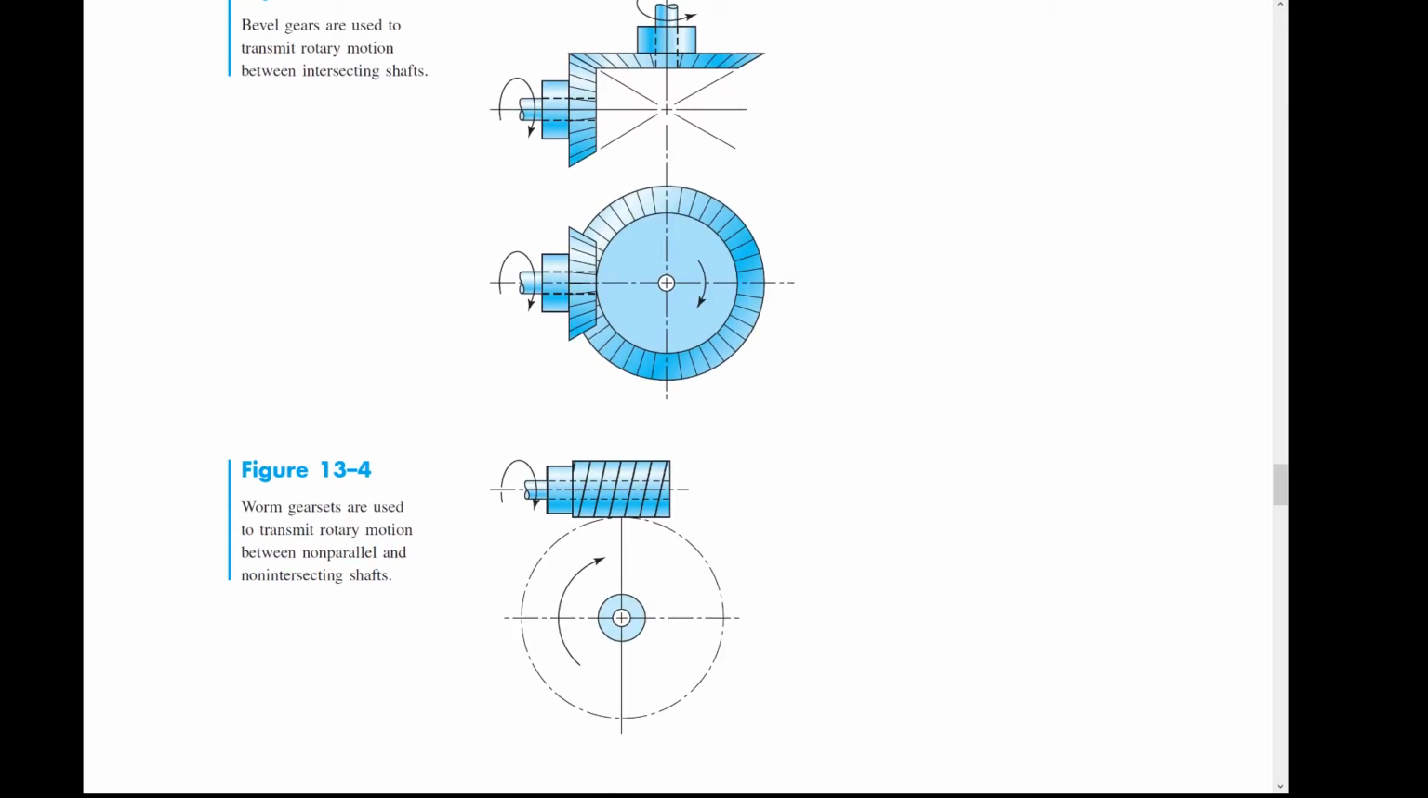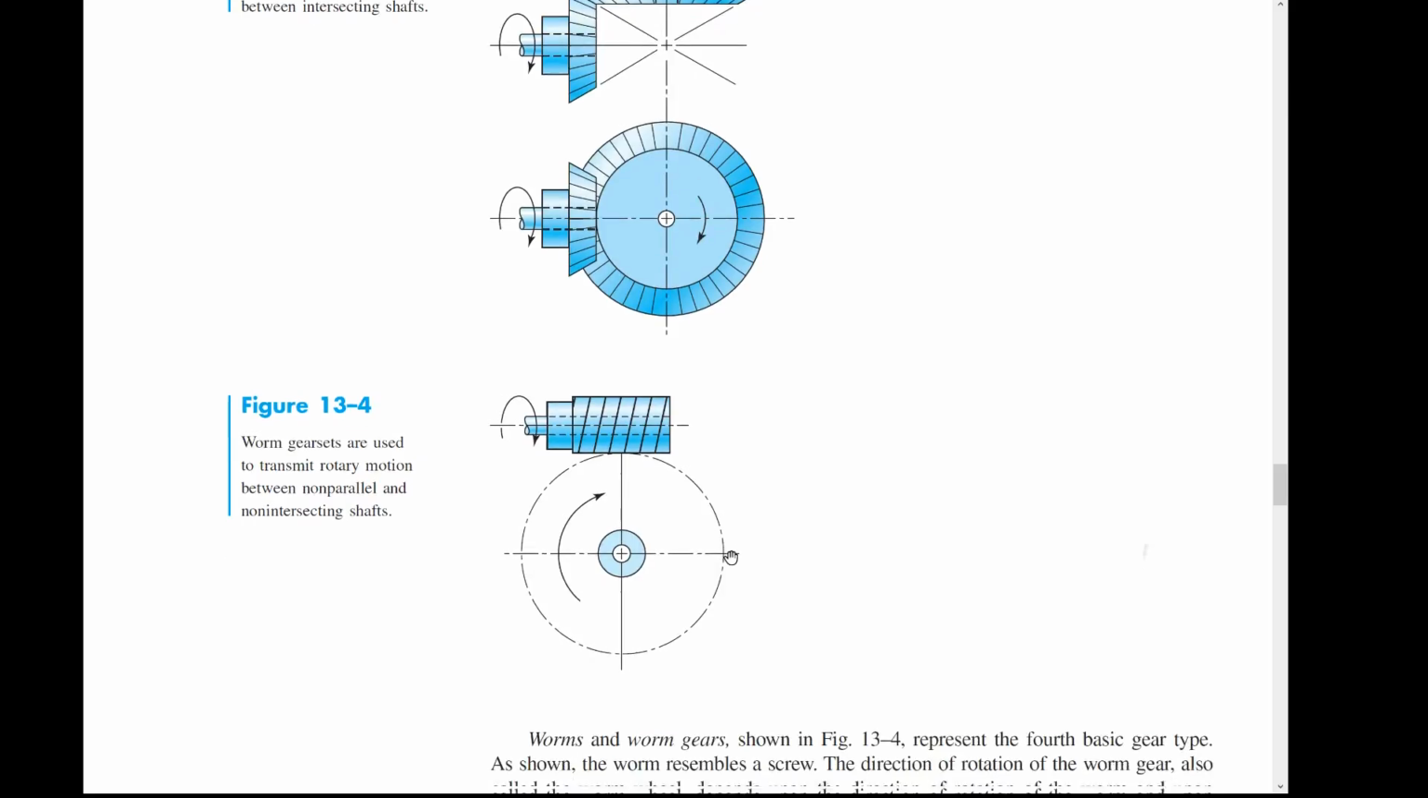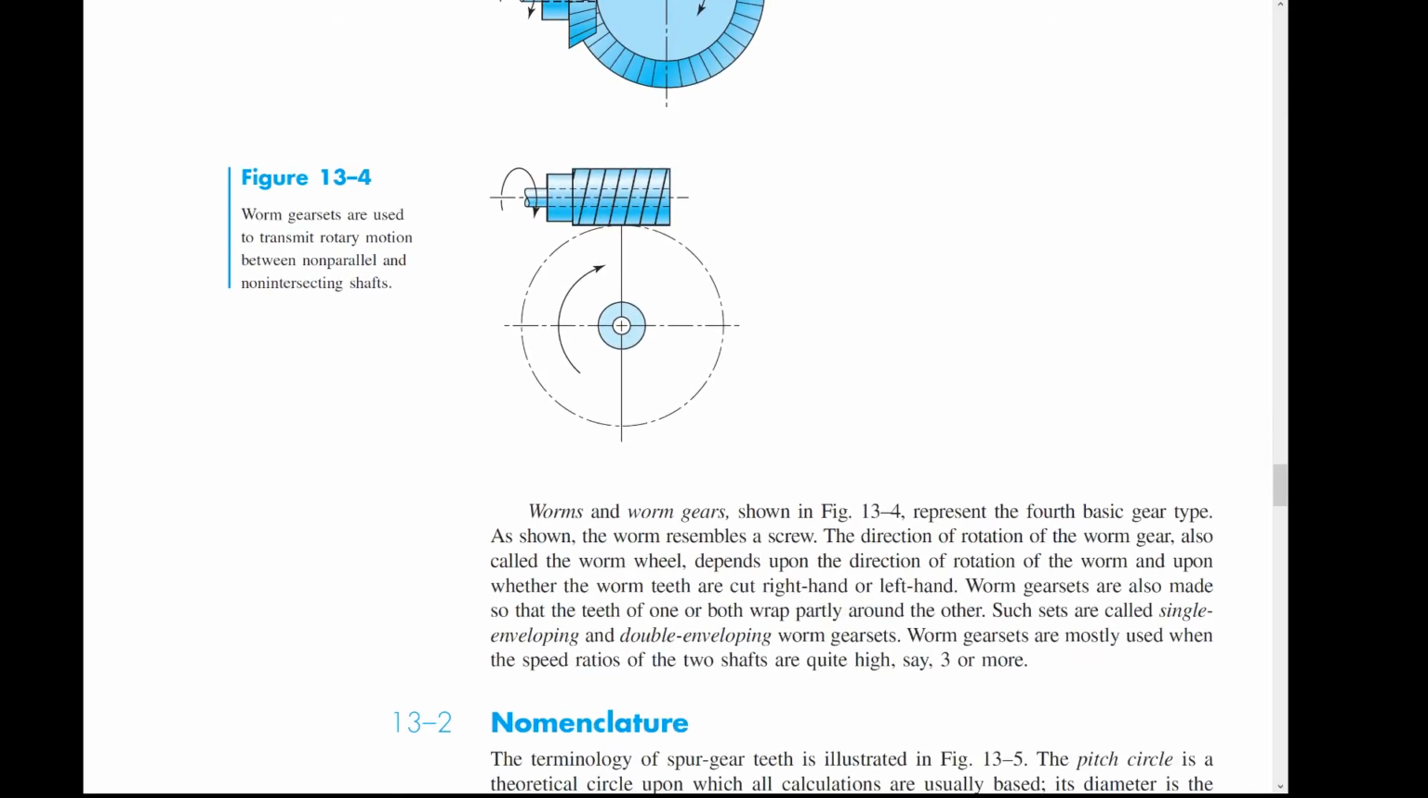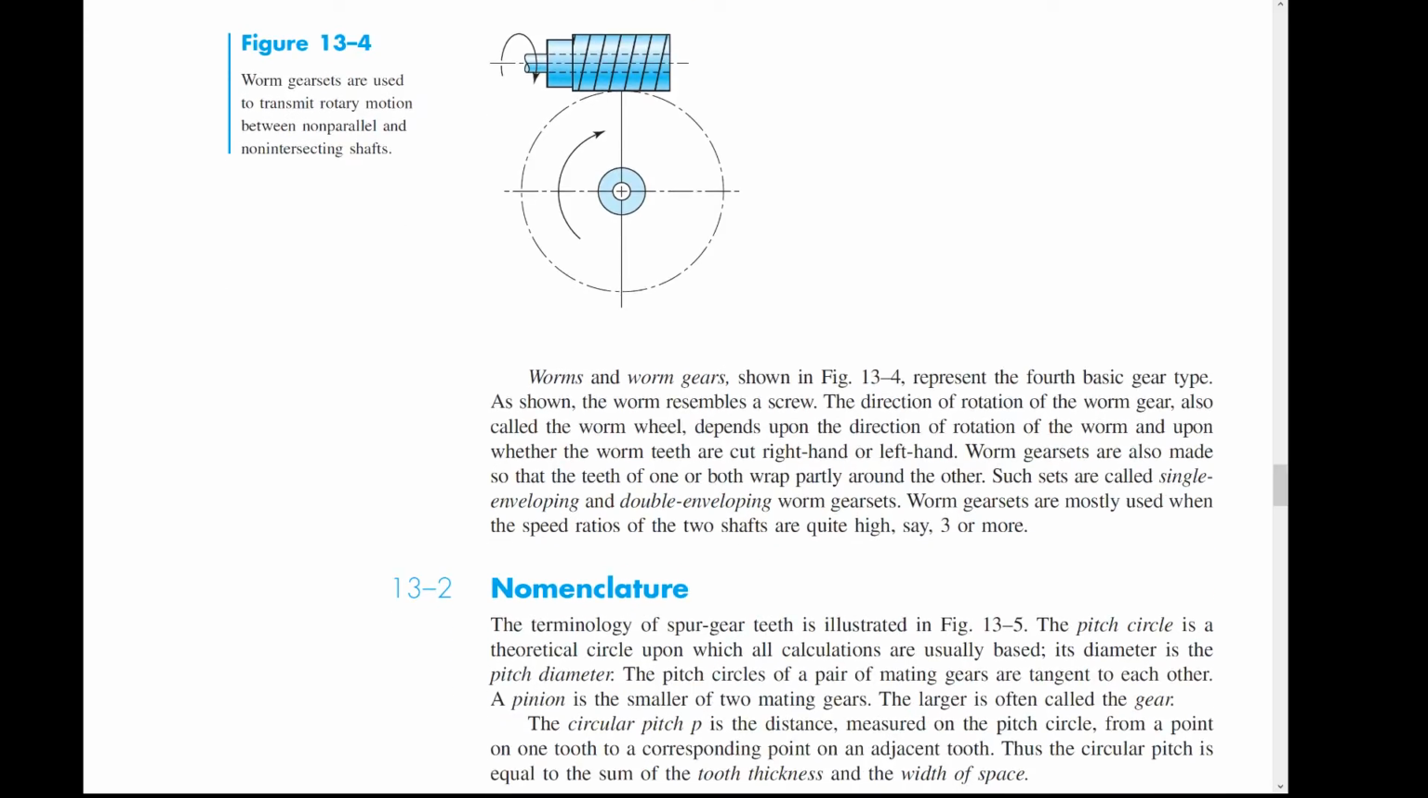Alright. Worm gear sets are used to transmit rotary motion between non-parallel, non-intersecting shafts. Non-parallel, so those are like skew lines, kind of. Worms and worm gears, shown in figure 13-4, represent the fourth basic gear type. As shown, the worm resembles a screw. The direction of rotation of the worm gear, also called the worm wheel, depends upon the direction of rotation of the worm and upon whether the worm teeth are cut right or left-handed.